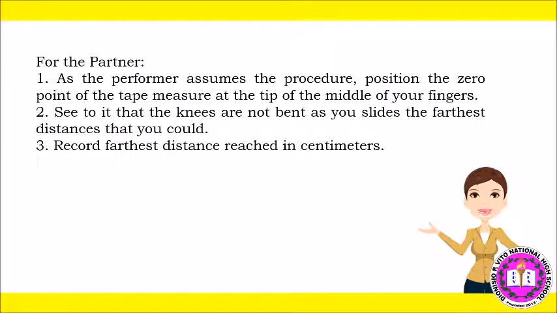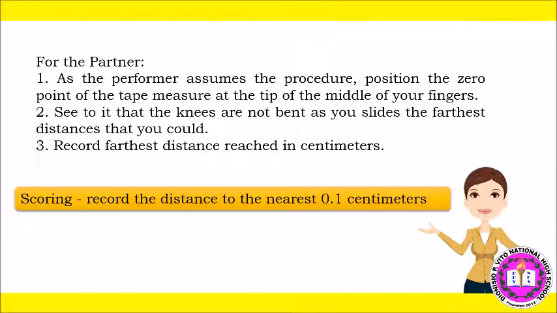For the partner: as the performer assumes the procedure, position the 0 point of the tape measure at the tip of the middle of your fingers. See to it that the knees are not bent as you slide the farthest distance that you could. Third, record the farthest distance reached in centimeters. Scoring: record the distance to the nearest 0.1 centimeter.